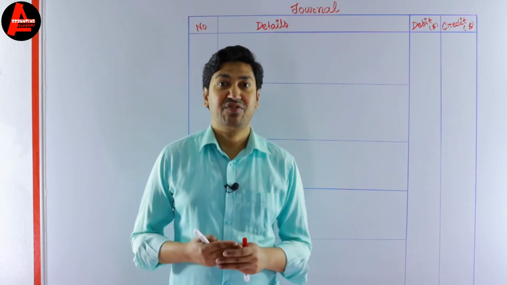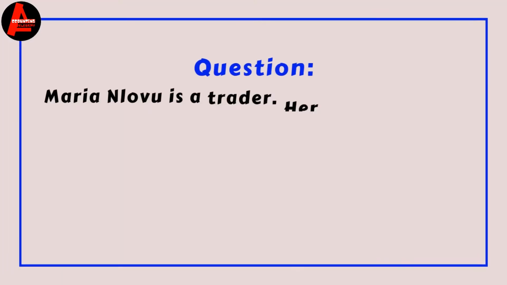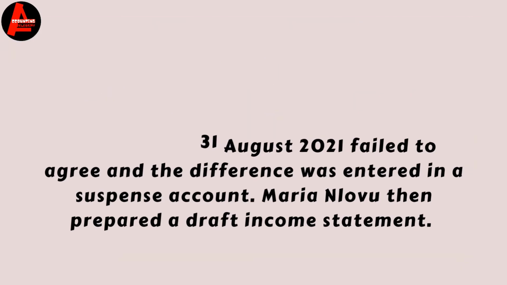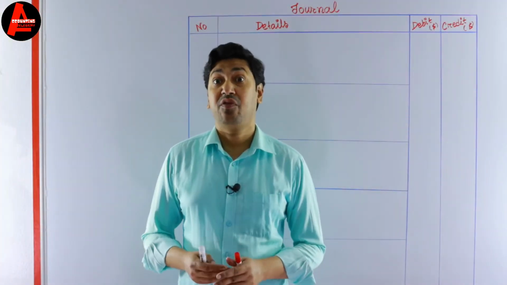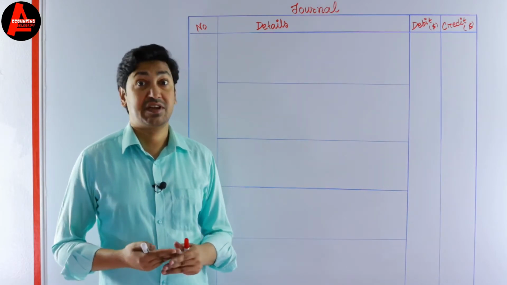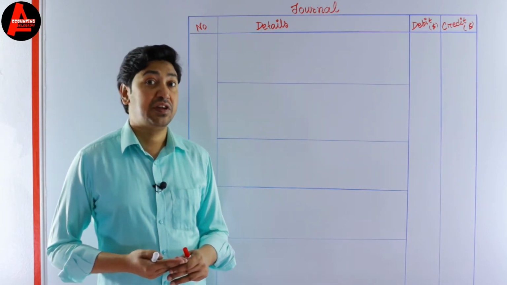Okay, so what is the first transaction? Let us have a look at the question on the screen. Maria is a trader. Her financial year ends on 31st August. Okay, the trial balance prepared on 31st August 2021 failed to agree and the difference was entered in a suspense account. Maria then prepared a draft income statement. The following errors were later discovered. Okay, so when the trial balance is prepared, Maria found some differences on the trial balance, and for the temporary she used a suspense account to prepare the draft financial statement.